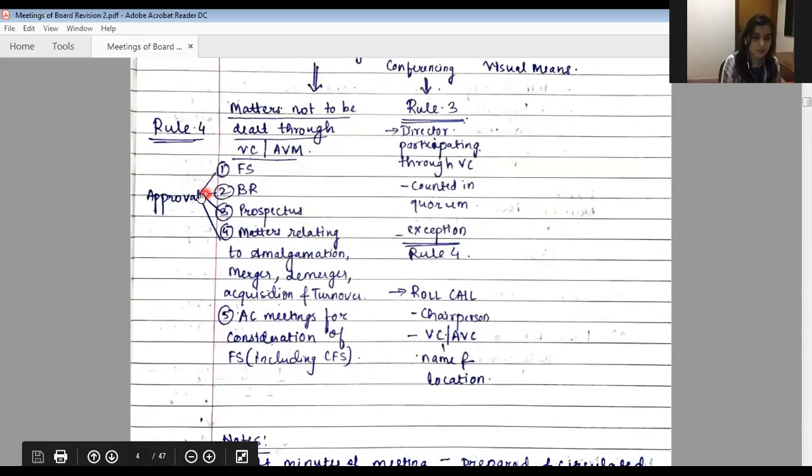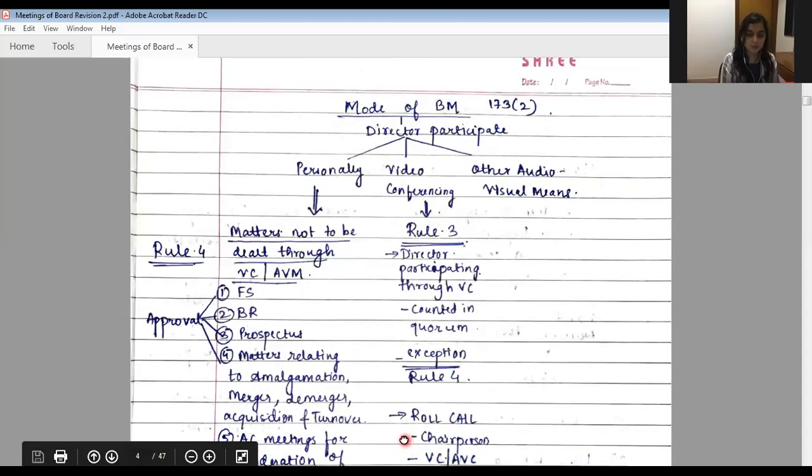The first is approval of financial statement. Second is approval of board report. Third is approval of prospectus. Fourth is approval of matters relating to amalgamation, merger, demerger, acquisition, and takeover. And the fifth is audit committee meetings for consideration of financial statement, including consolidated financial statement.